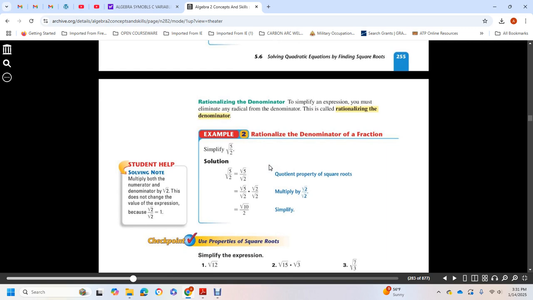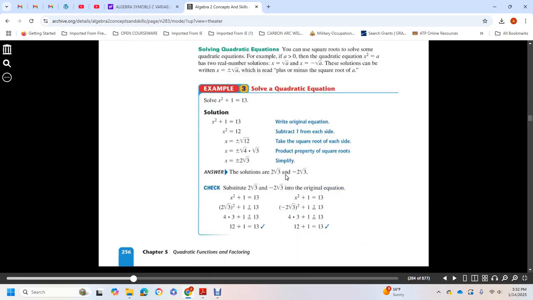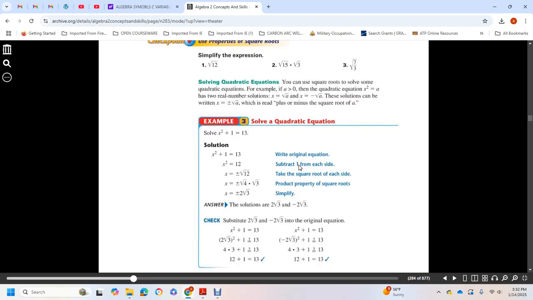As a simple example, the square root of 5 over the square root of 2 times the square root of 2 over the square root of 2 is the square root of 10 over 2. Simplified. Solving quadratic equations. You can use square roots to solve some quadratic equations.